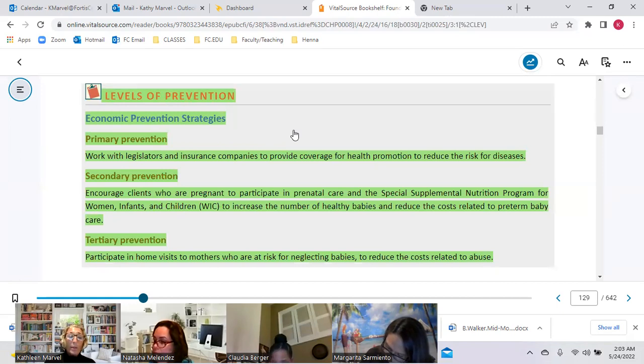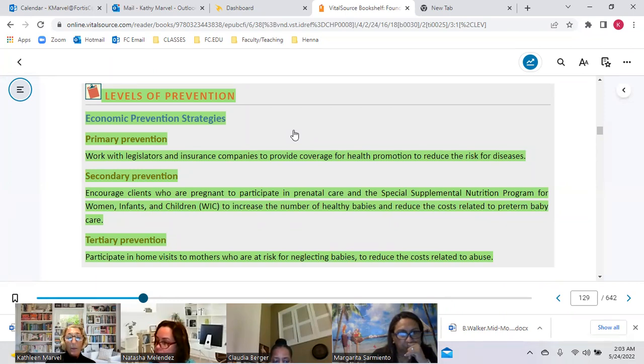So primary: work with legislators and insurance companies to provide coverage for health promotion to reduce the risk of diseases. That's being proactive, trying to be preventative. Secondary: encourage clients who are pregnant to participate in prenatal care and the WIC program, to increase the number of healthy babies and reduce the costs related to preterm care. That's early identification of risk and early intervention. Get them involved with the prenatal programs available to them.